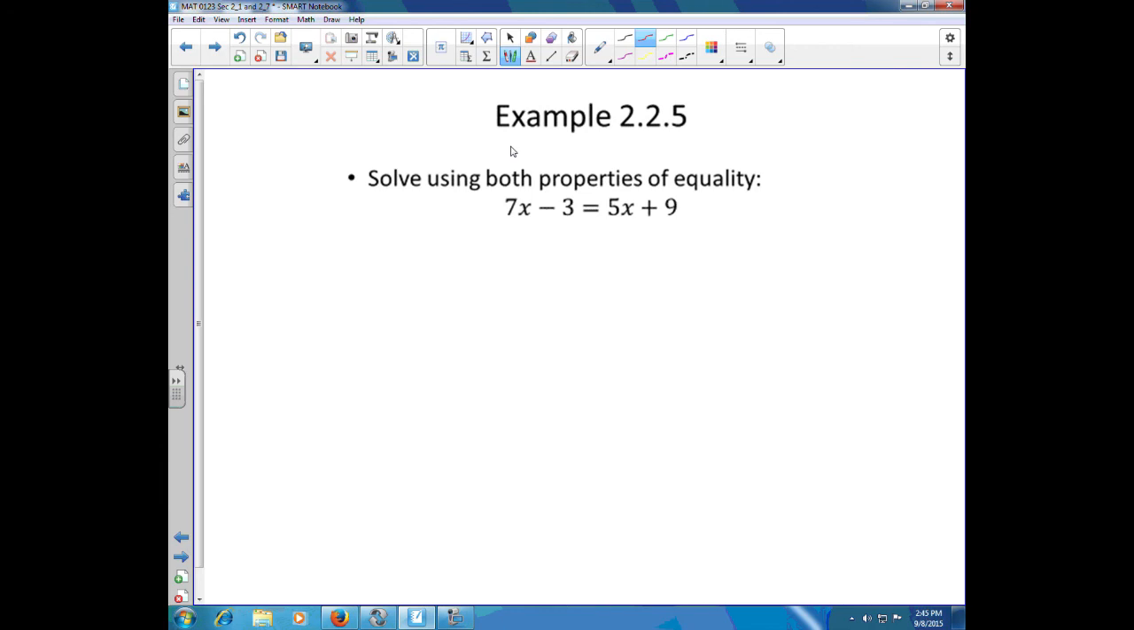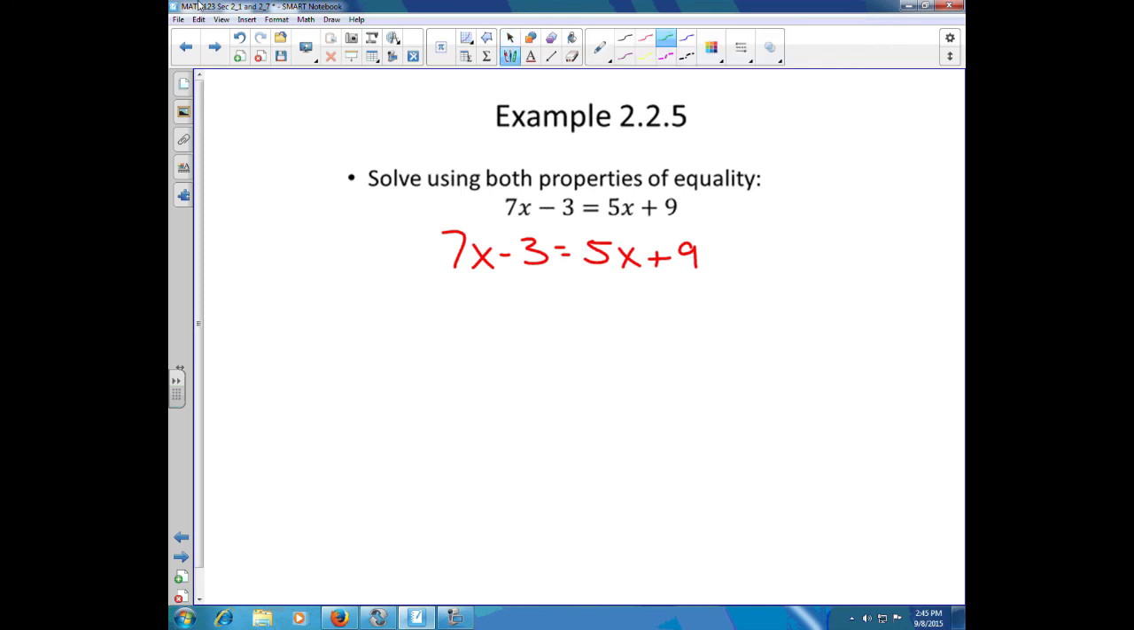So now we want to solve this equation using both properties of equality. Here we have 7x minus 3 is equal to 5x plus 9. Now there are no parentheses or anything to distribute, and there are no like terms on either side, so we want to start this problem by just moving x's to one side and numbers to the other. We're going to use that additive property of equality.